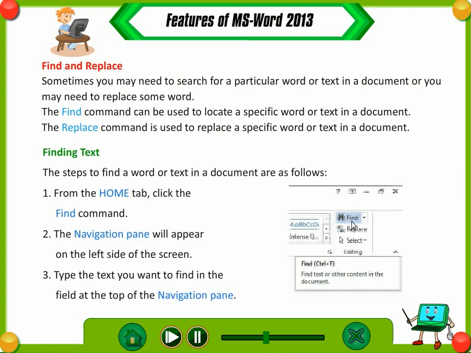Finding text. The steps to find a word or text in a document are as follows. From the Home tab, click the Find command. The navigation pane will appear on the left side of the screen. Type the text you want to find in the field at the top of the navigation pane.